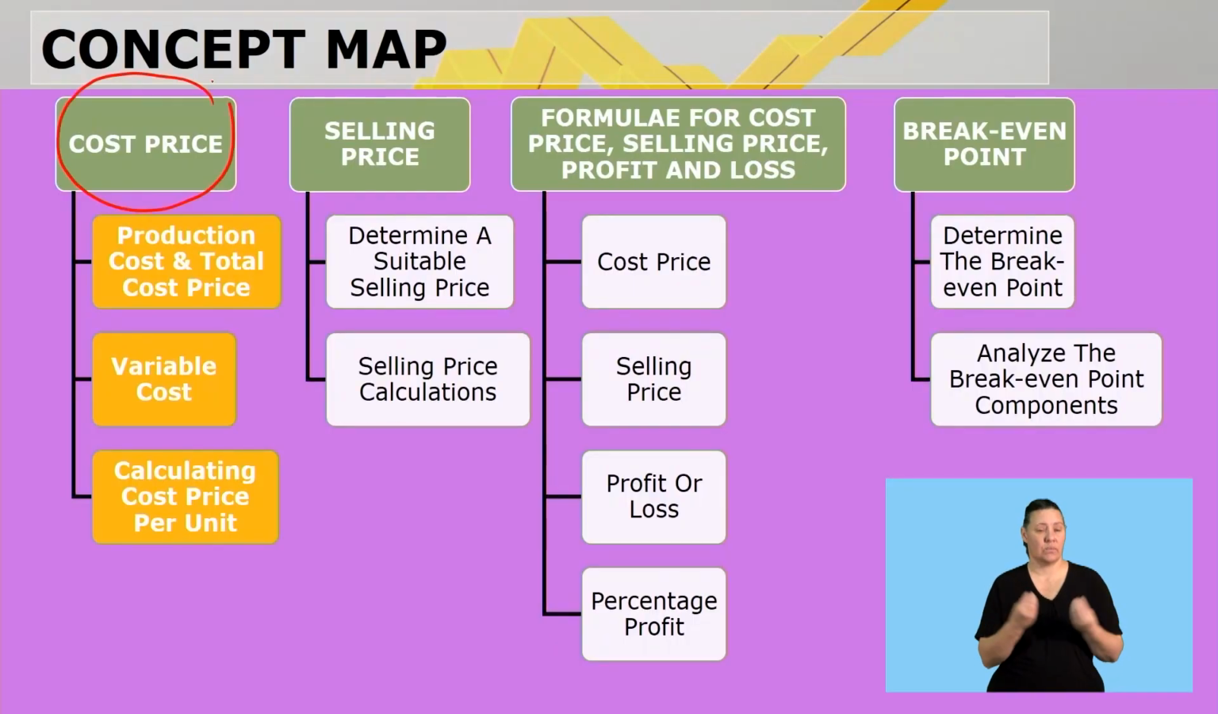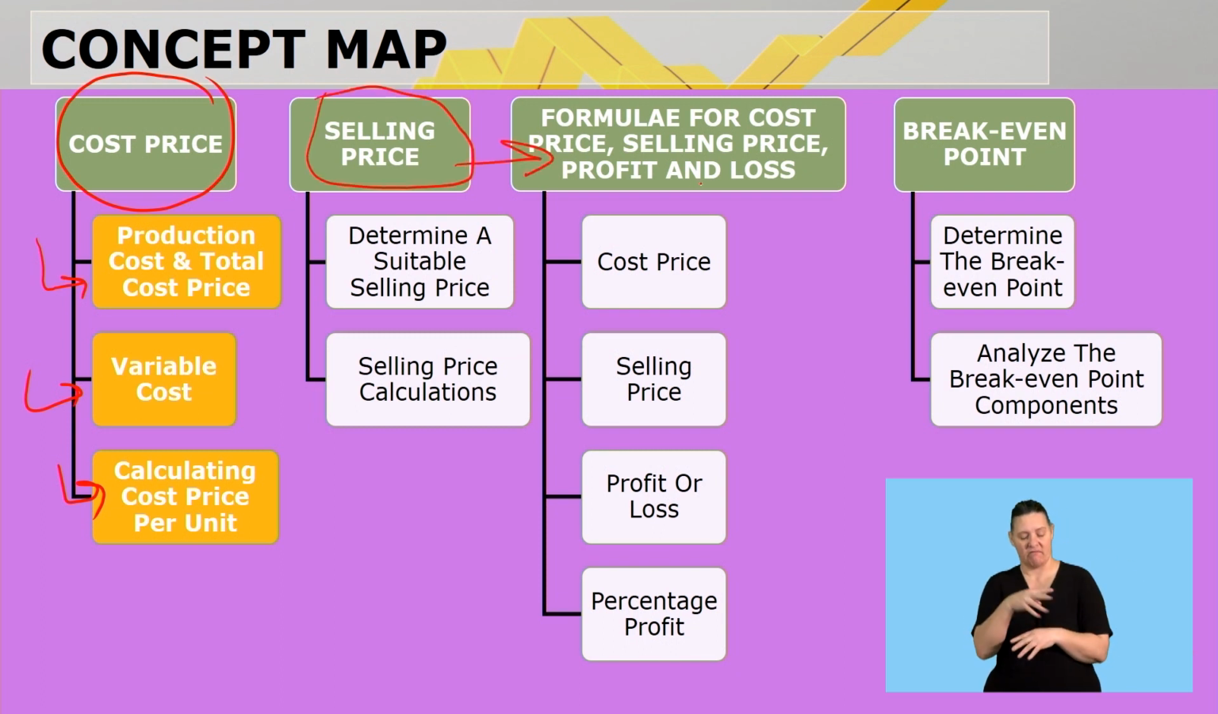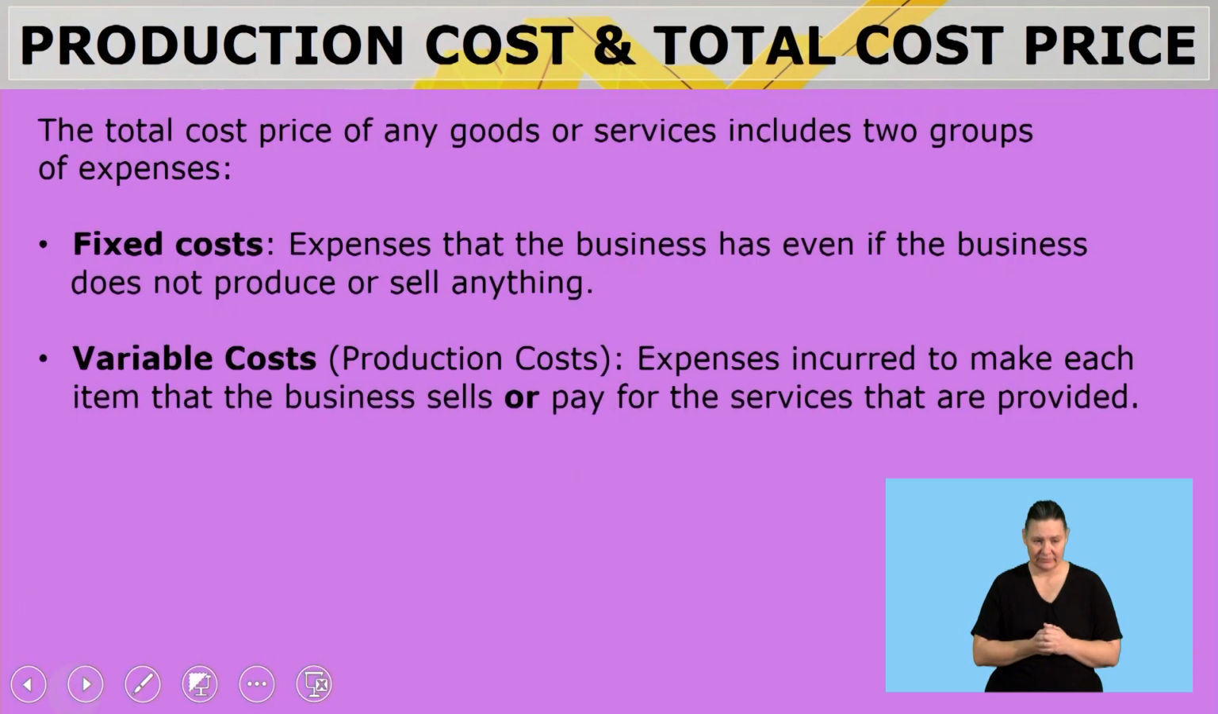Welcome back. Let's look at our to-do list. We are going to start with cost price. What we're going to do is look at production cost and total cost price, variable cost, and then calculating the cost per unit. After that, we will go to selling price, then to general formulas, and after that to the break-even point.